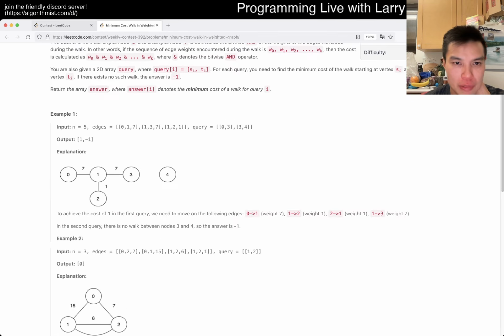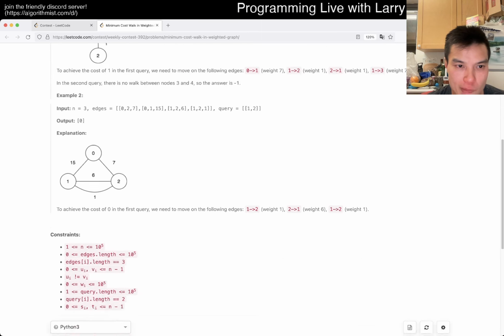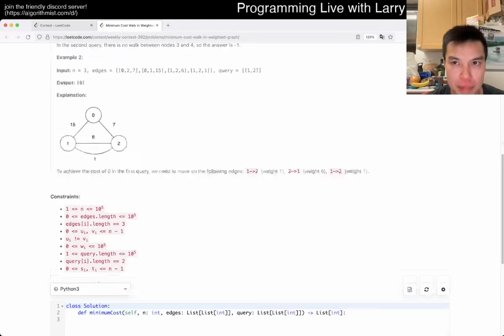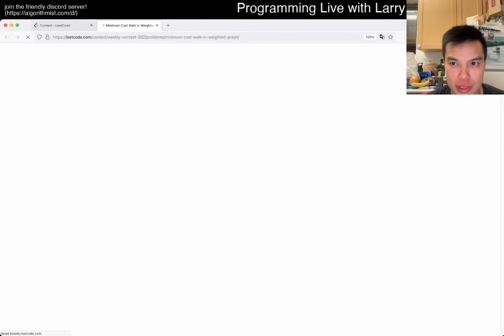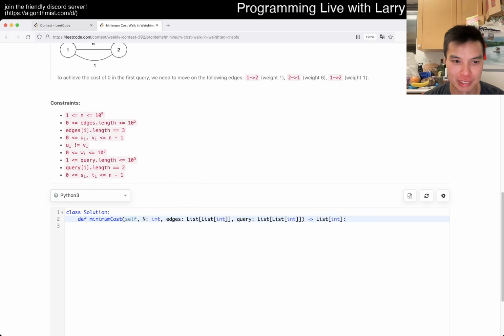Okay, so this is a little bit weird one. 0 to 1 is 7. All right, 0 to 3. So basically it's just graph connectivity, right? So it's not that bad. Okay, you could solve this, Larry. You're not that much of a dumb today. Maybe. I don't know.